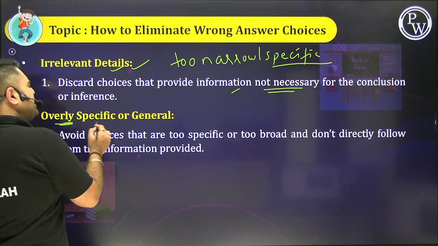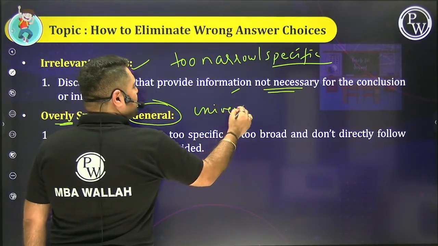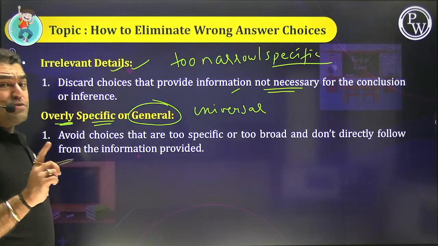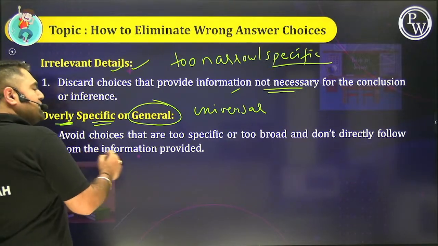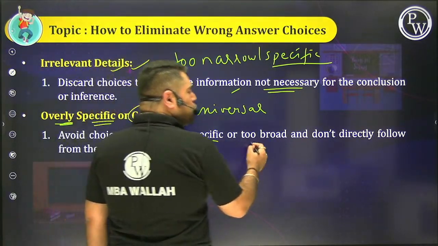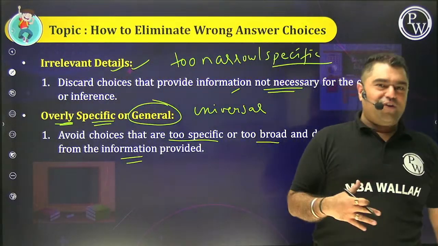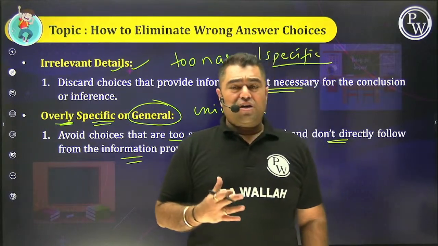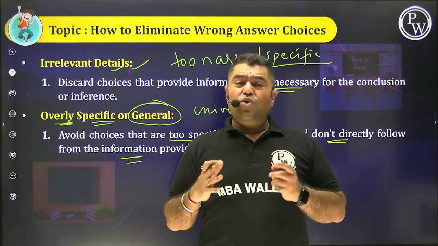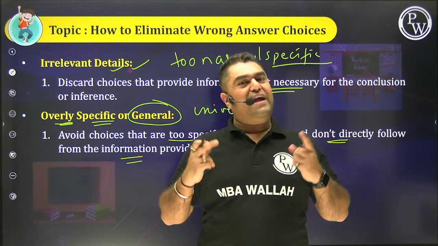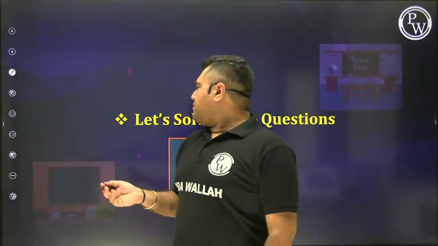And finally, overly specific or overly general. These options are generally universal in nature and could go beyond the scope of the passage. They will have the keywords and still follow the concepts, so don't get confused. Choices that are too narrow or too broad don't directly flow. Please remember the context or scope of the passage. If you're talking about state level elections, you don't have to go to national level elections in the conclusion, and vice versa, because you have to stick to the context.